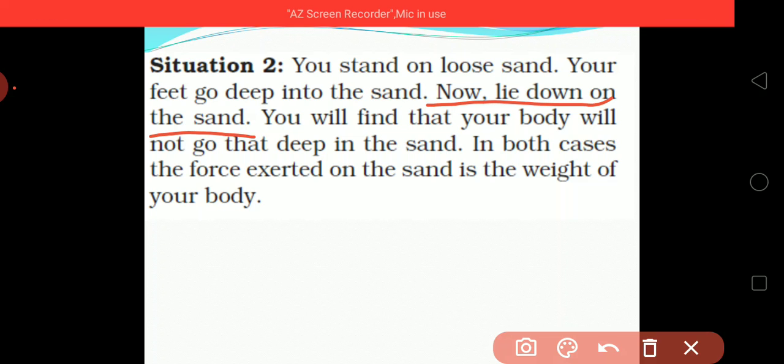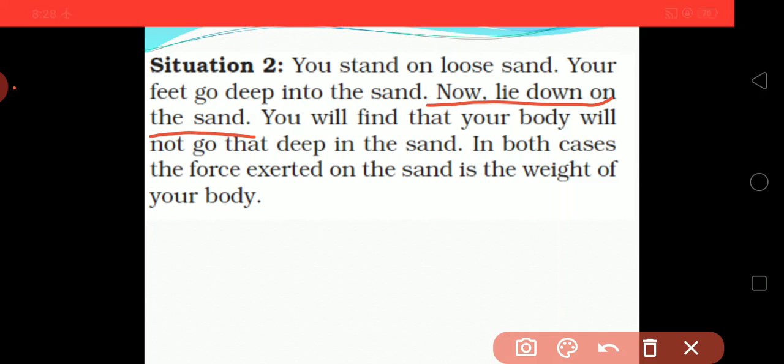So in this case you can see that when we are standing, the surface area is small, because our feet area is smaller compared to our whole body area. When lying down we are increasing the area, so your body will not go that deep into the sand. In both cases the force exerted on the sand is the weight of your body.